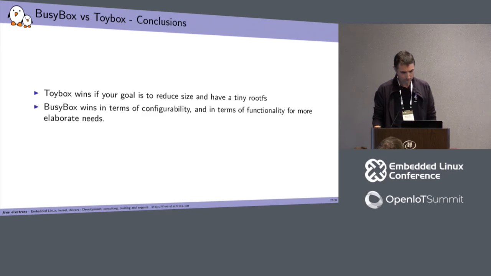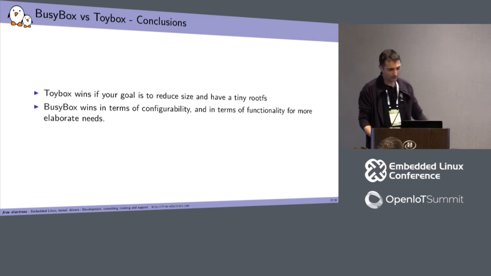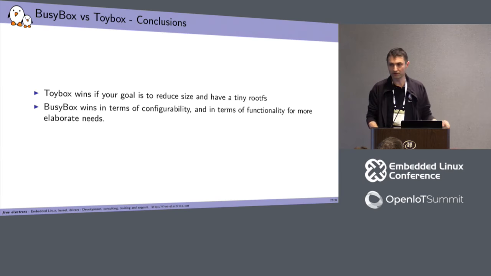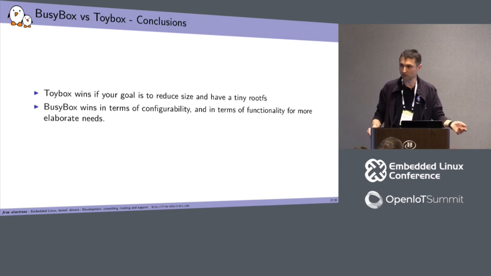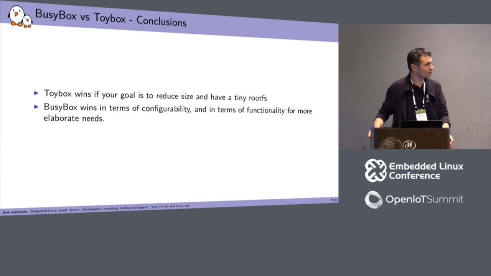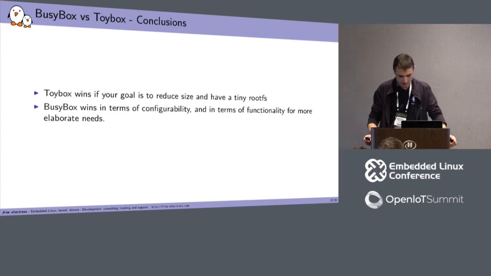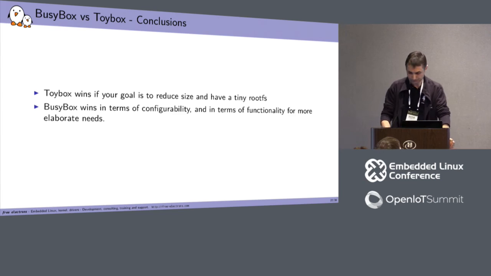From what I found, Toybox wins if your goal is to reduce size and have a tiny rootfs. It's apparently better than BusyBox for a very small root file system that just loads a few modules and mounts proc and a few things like that. So it's sufficient. BusyBox would win in terms of configurability, for the moment at least, if you want to add color support in ls and things like that, or if you have more elaborate needs, but it's going to be bigger.